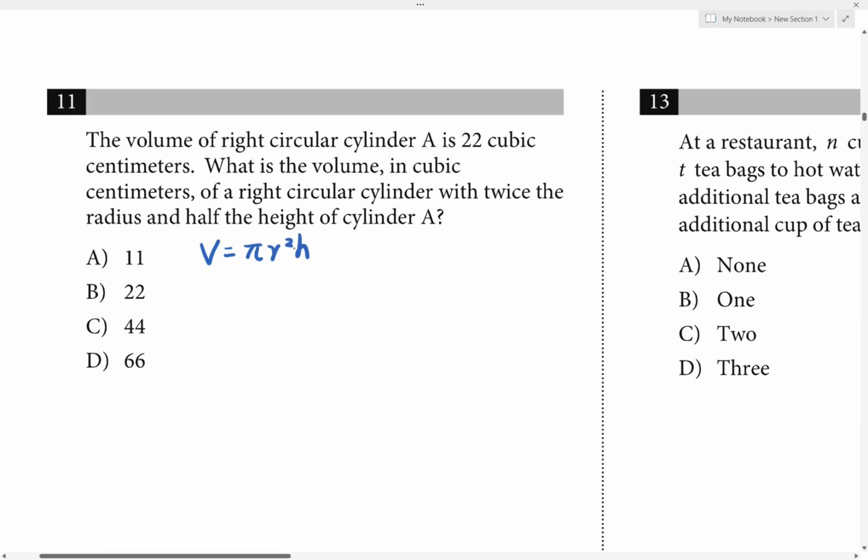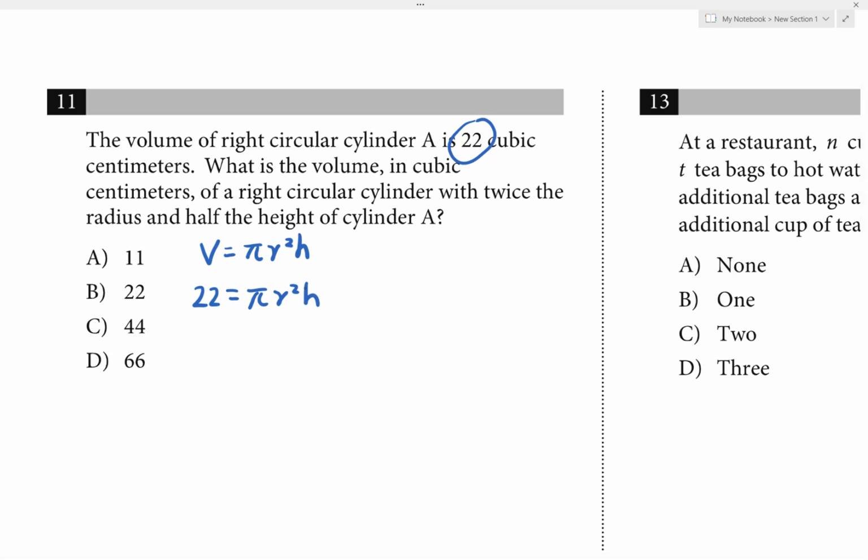Okay, so for this question they give us the volume. We know the volume for cylinder A is 22, so V will be 22. We don't know what the radius is and we don't know what the height is. All we know is the volume. So pi r squared h should equal 22. And then based on that, we're making some changes to the cylinder.